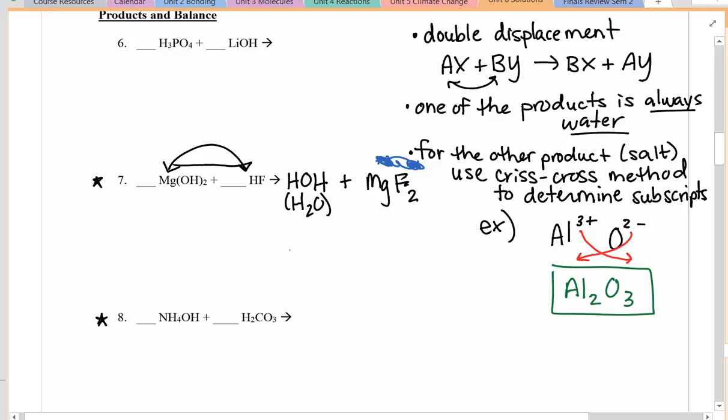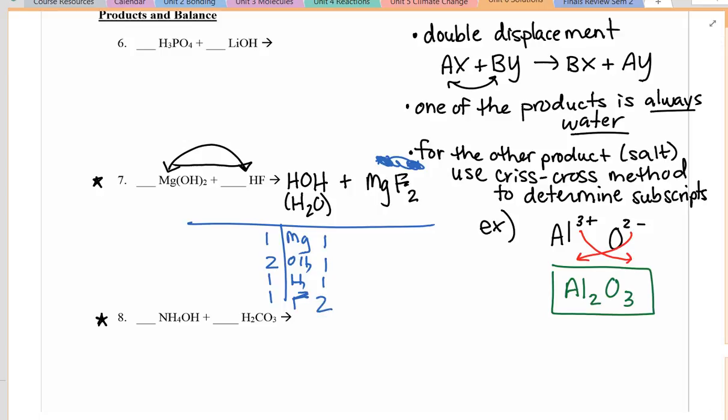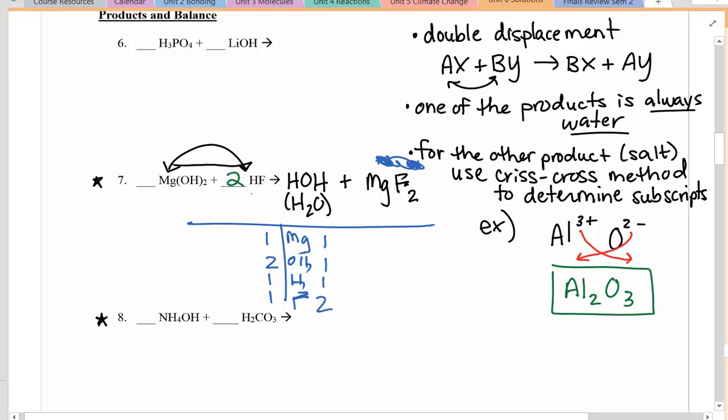All right, and then we need to make my T-chart to balance things out. So you can count your magnesiums, hydroxides, hydrogens, and fluorines. I've got 1 magnesium on each side. I've got 2 hydroxides on the left and only 1 on the right. I've got 1 hydrogen over here, 1 hydrogen over here, 1 fluorine over here, 2 fluorines over here. So let's balance out my fluorines. I'm going to put a 2 right here. That gives me 2 hydrogens, 2 fluorines. And now I need to balance out my H's and OH's. So I'm going to put a 2 right here. That gives me 2 H's, 2 OH's. And now I am all balanced.